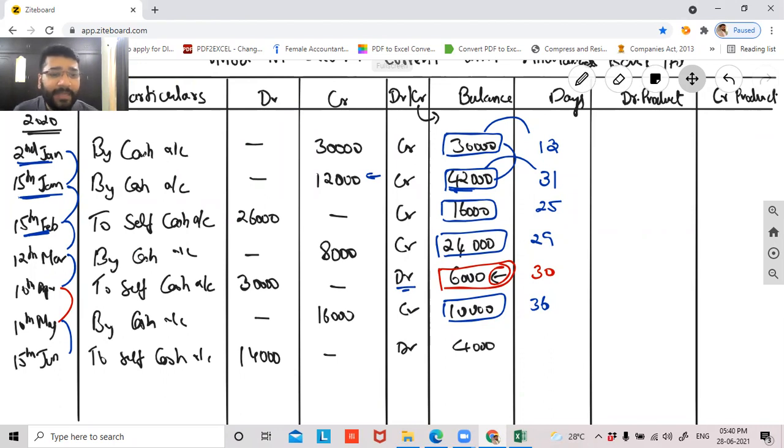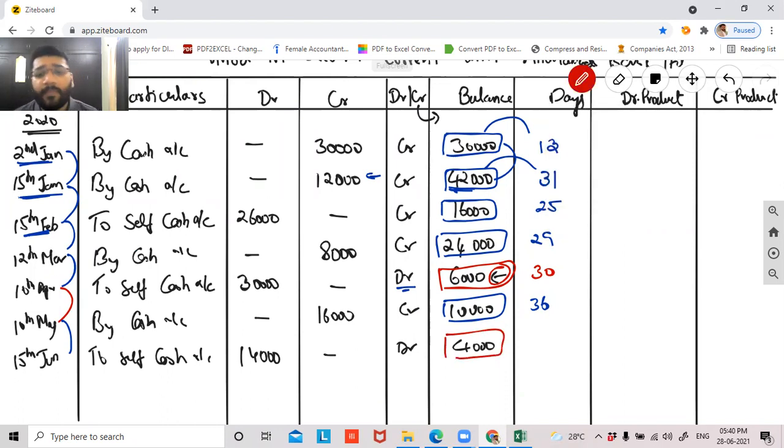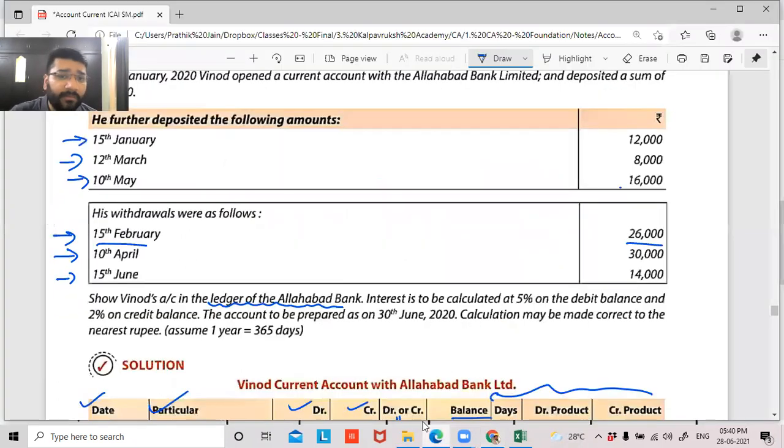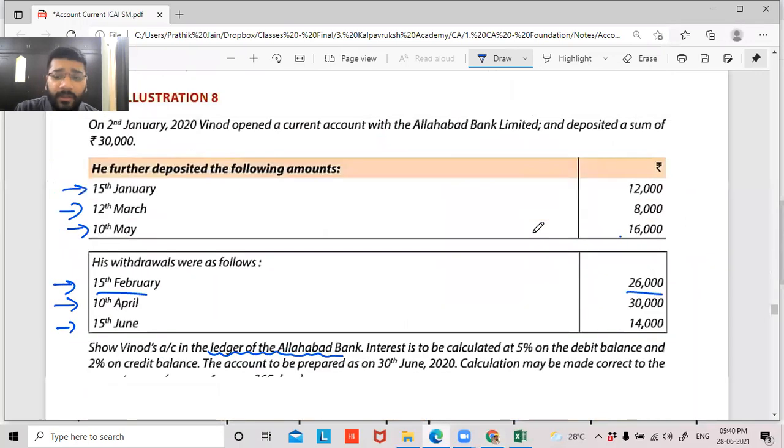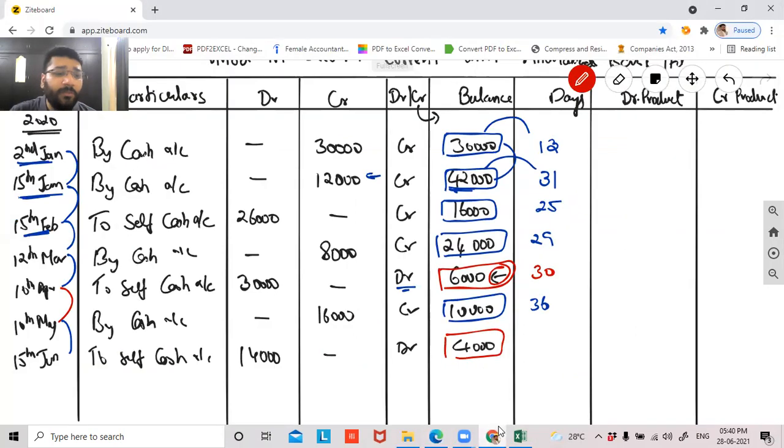Guys, clear? Next is 4,000 rupees debit balance. Vinod has enjoyed this money for how many days? Can I say from 15th June to the end of the period? The account current statement is to be prepared for 30th June. So can I say Vinod has enjoyed this money from 15th June to 30th June? So for 15 days, Vinod has enjoyed this money. Can I say this?